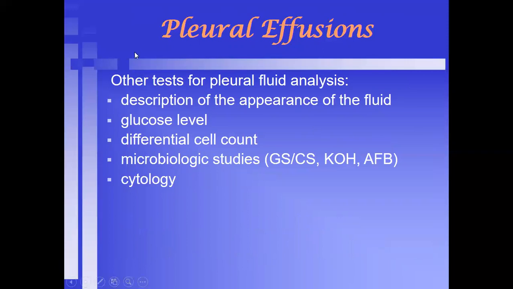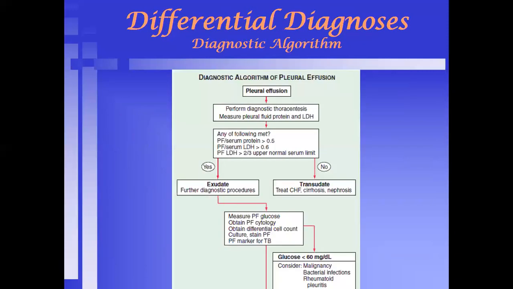So other tests that we request when we're doing pleural fluid analysis are the description of the appearance of the fluid, the glucose level, differential count, your microbiologic studies, which include your gram stain, culture, KOH smear, and AFB smear, as well as your cytology.